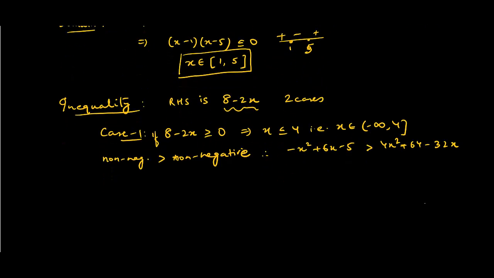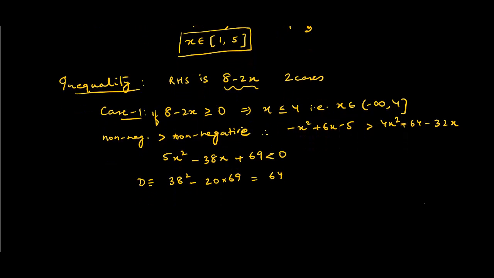So we square both the sides and rearrange this in equation. We get 5x square minus 38x plus 69 should be less than 0. Now the discriminant of this is b square minus 20 into 69, which will be same as probably 64. Okay, so discriminant is 64. I hope I do not make a mistake here.